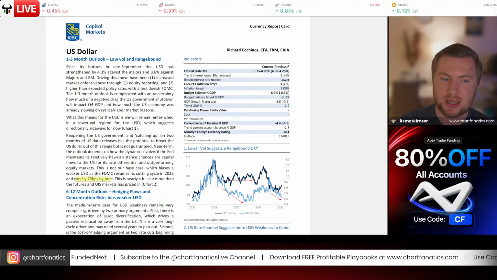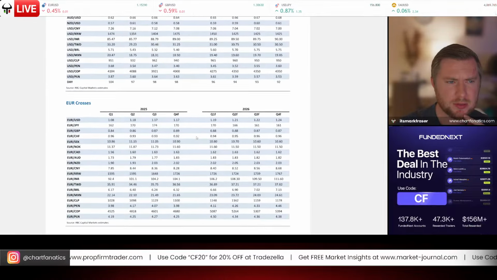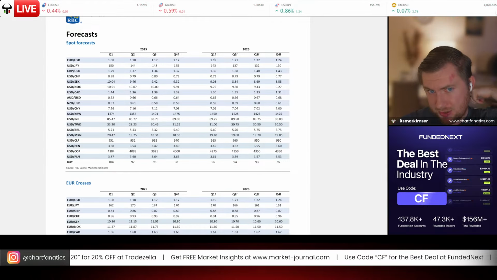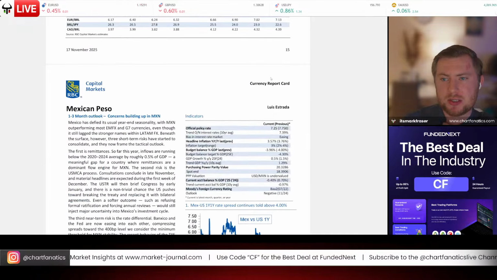So they're actually looking for a lot more bearish dollar in the future. And you can see, let me scroll down to their forecasts. I put this into the Discord, by the way. So if you haven't joined the Discord, please do. But you can see 119, 121, 122, 124. And that's because on Eurodollar.